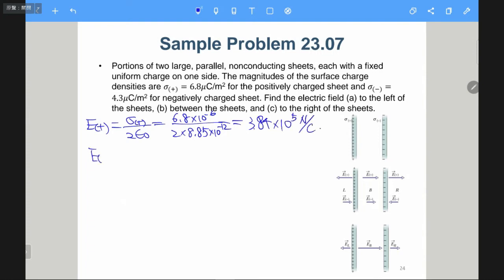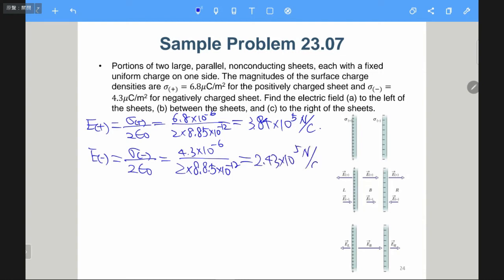And then for E minus, it is sigma negative over 2 epsilon naught. So this plate generates an E field pointing to this plate. So it is 4.3 times 10 to the minus 6 over 2 times 8.85 times 10 to the minus 12. Okay, so it will be 2.43 times 10 to the fifth power Newton per Coulomb.